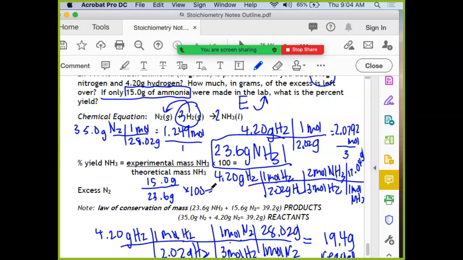Oops. Jeez. I cannot type in my calculator. 63.6% yield. I mean, not the worst, but not the greatest. So definitely a lot of error when whoever did this lab did it. They were supposed to get 23.6 grams of ammonia out, and they only got 15.